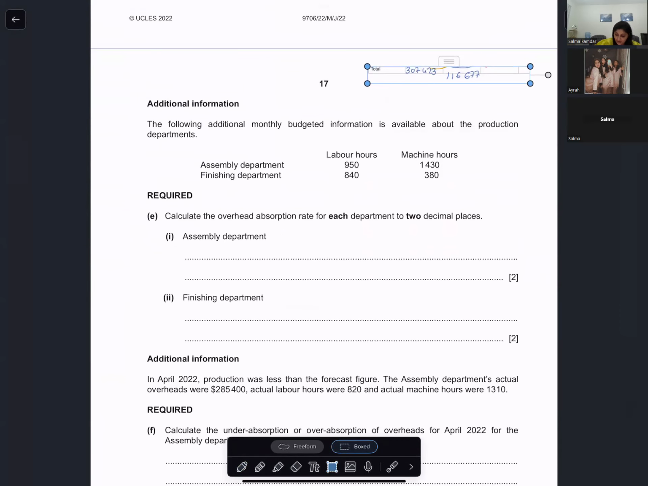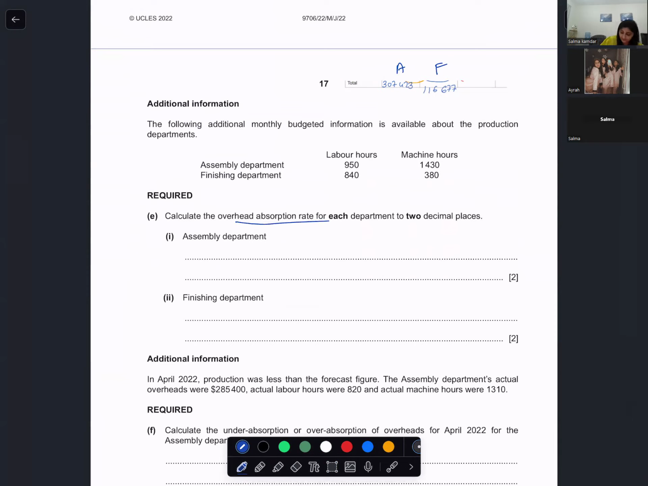After this, what is the next question that they would ask? Calculate the overhead absorption rate for each department at 2 decimal places. To calculate the overhead absorption rate, what is the formula? Budgeted overheads upon budgeted activity level. For budgeted activity level, you see which one is more, and then according to that, you use it. So for assembly, it is going to be machine hours, capital intensive. And for finishing, it is labor intensive. Come on, budgeted overheads for assembly department.